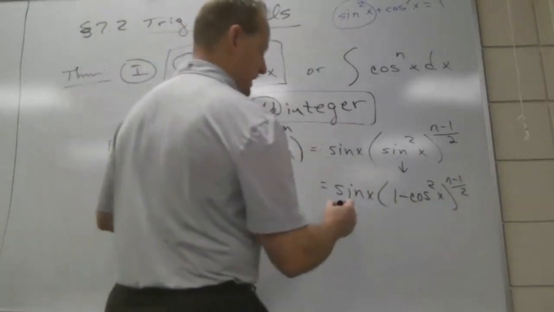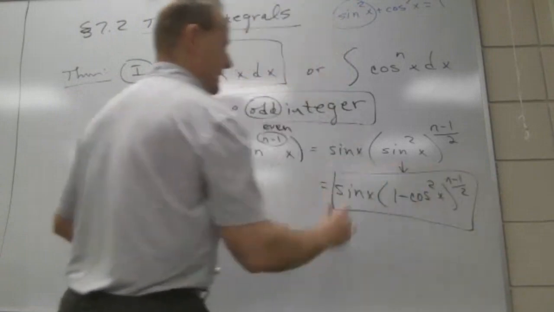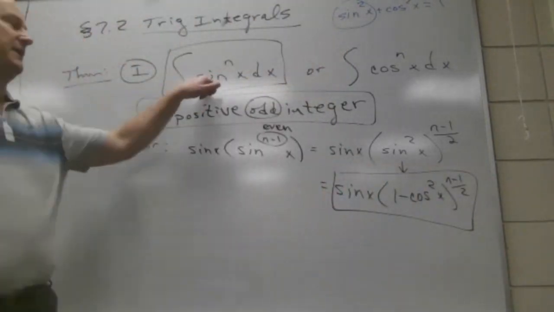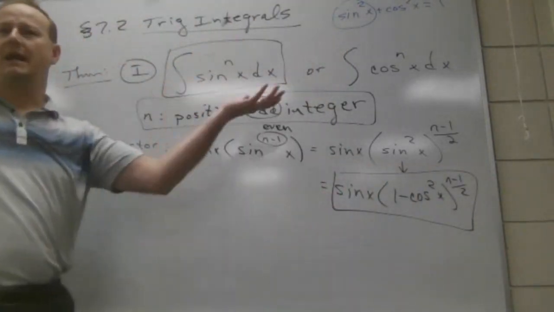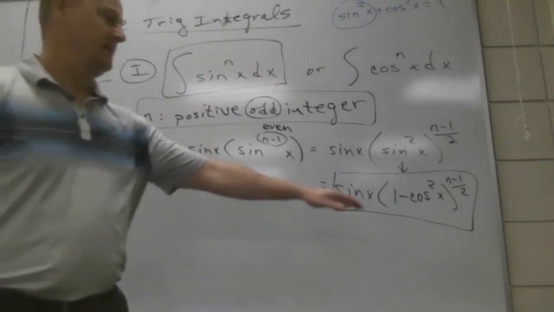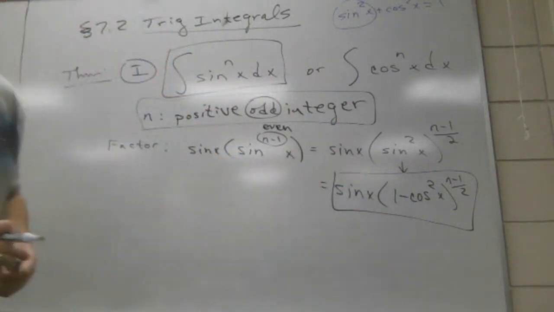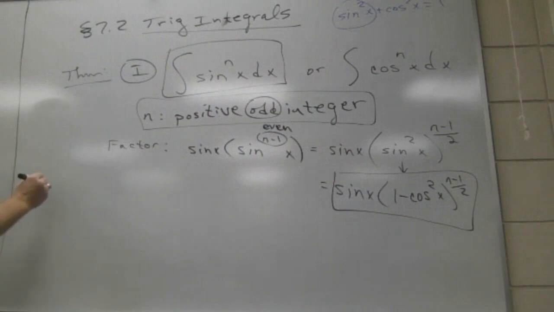So, why would I do this? Because now that's going to be inside the antiderivative instead of sine to the nth power, and I'm going to be able to use substitution. Okay, I'm going to be able to use substitution. All right, so let's look at an example of this.